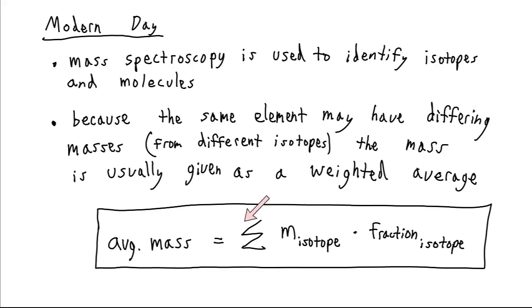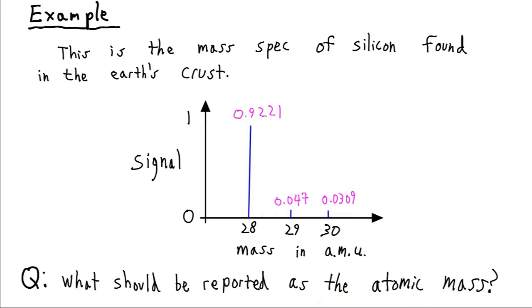This symbol is a summation sign. It's the Greek letter sigma. It just means that you calculate this mass times its fraction, and then you go and do it for the second mass times its fraction, etc., and you add those all together. This is an add-everything-together sign. Well, let's do an example.